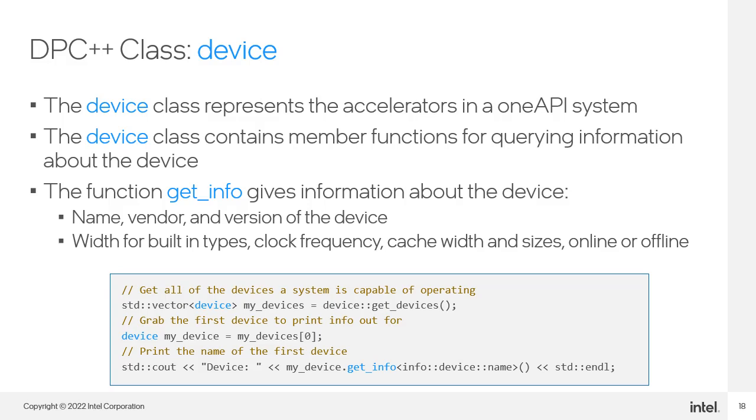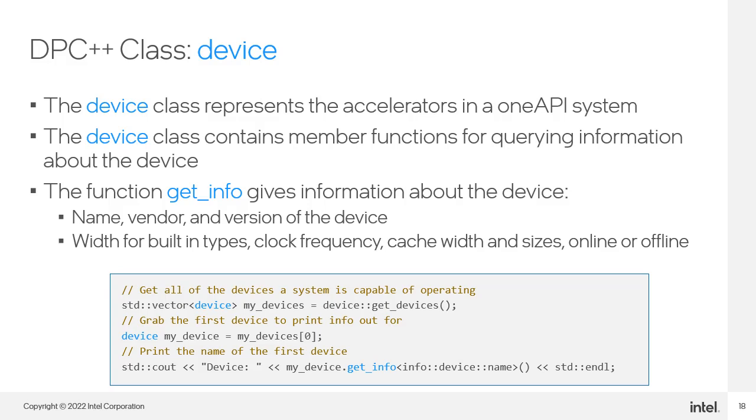The device class represents the accelerators in a OneAPI system. These accelerators can be GPU, CPU, FPGA, and any other novel architecture. The device class provides member functions that we can use to grab some information about the device available to the host. For instance, using the function getInfo, we can find the name, vendor, and version of the device.